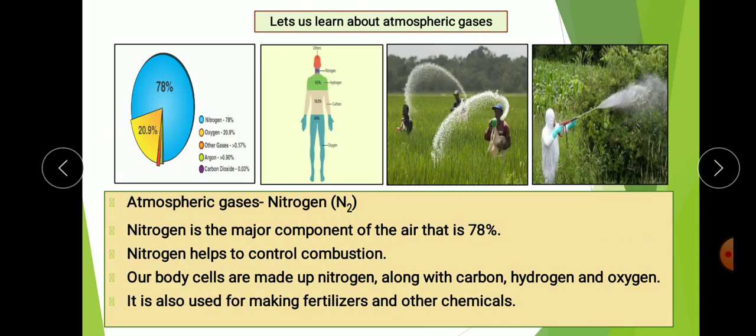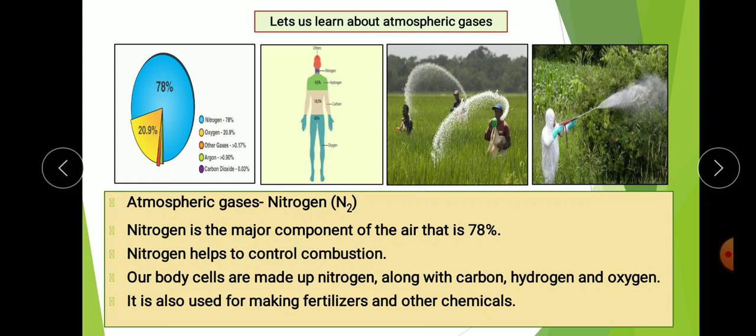Let us move to the next atmospheric gas, nitrogen. Nitrogen is the major component of the air, that is 78%. It is the highest percentage in the atmosphere. Nitrogen helps to control combustion. Our body cells are made up of nitrogen along with carbon, hydrogen and oxygen. It is also used for making fertilizers and other chemicals.